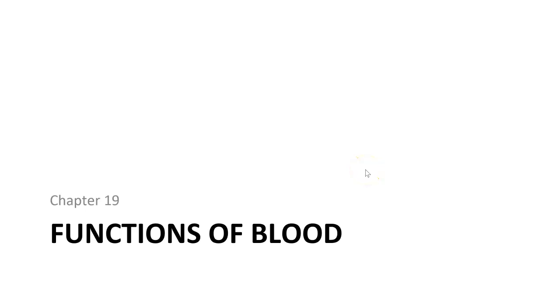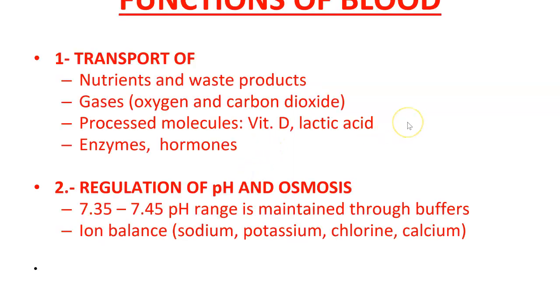This recording is going to cover the functions and composition of blood. Functions of blood include transport of substances such as nutrients and waste, gases such as oxygen and carbon dioxide, molecules such as vitamins or lactic acid, enzymes and hormones. Another function of blood is the regulation of pH and osmosis.